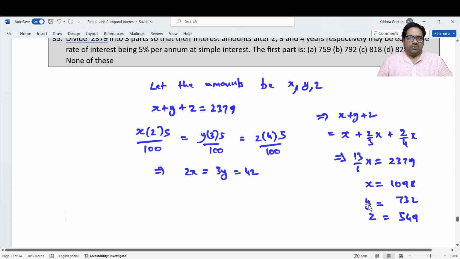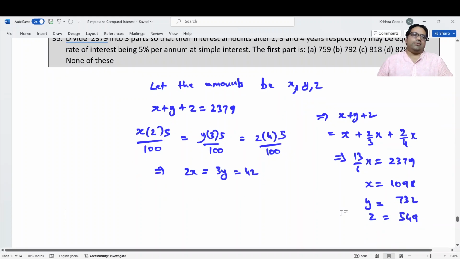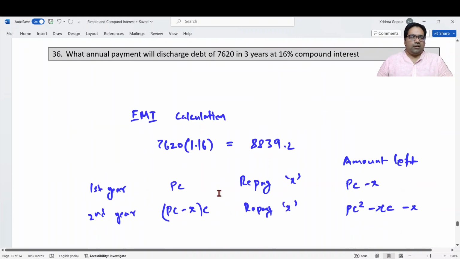Just simplifying this, the sum will be 2379, and in this case, after 2 years, 3 years, and 4 years respectively, 2 years interest on this is equal to 3 years interest on this is equal to 4 years interest on this. Simple. Okay, this is one interesting problem.